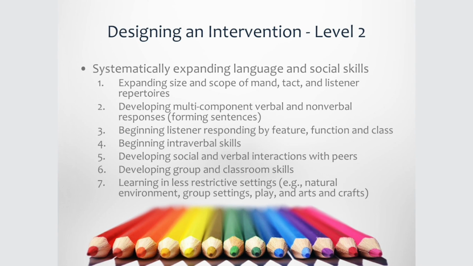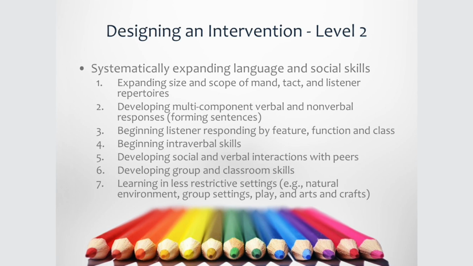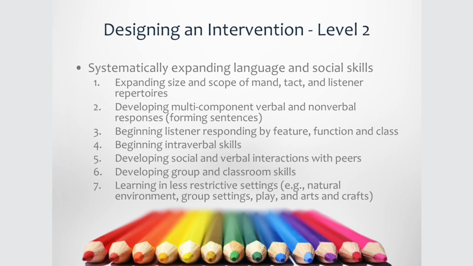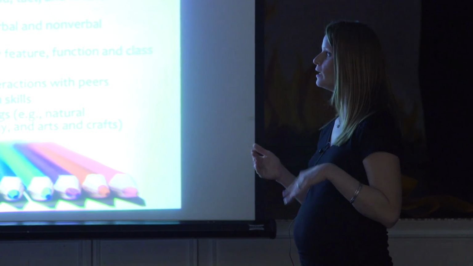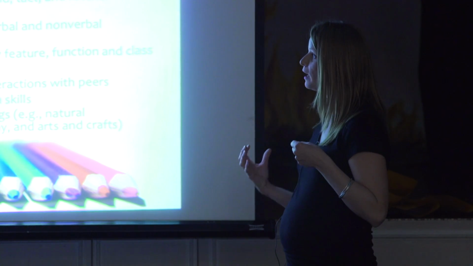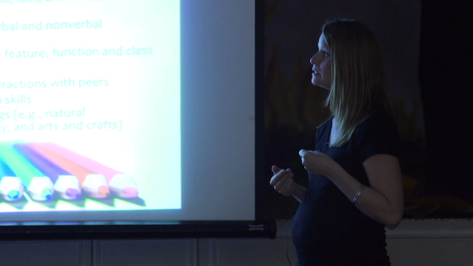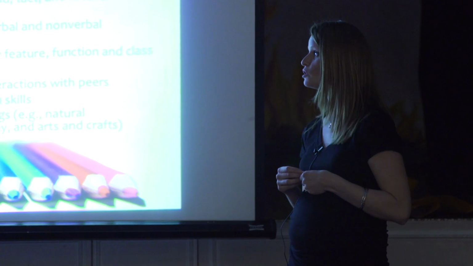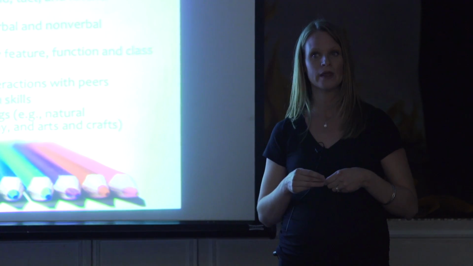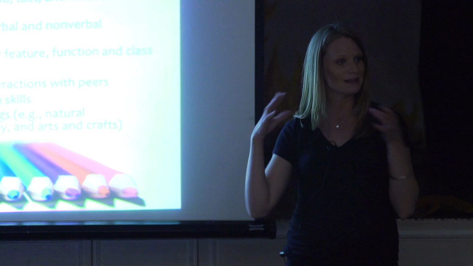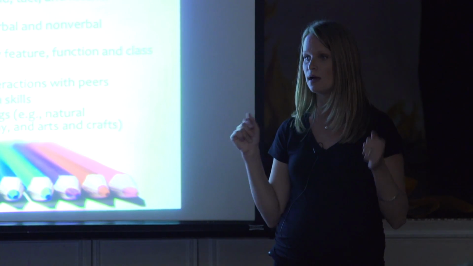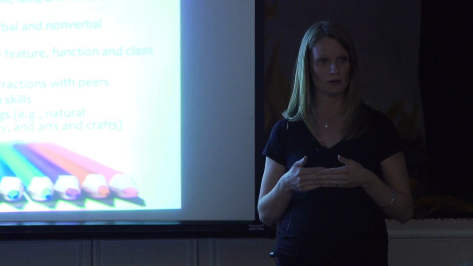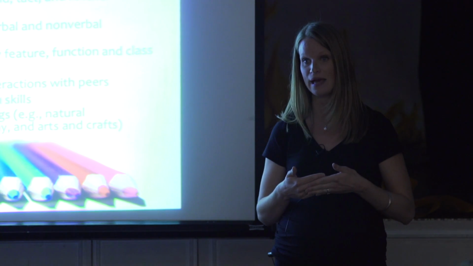So this is level 2. So we know that at this point, the kid can mand. We know that he has some tacts. He can follow instructions, right? So when they get to level 2, we want to work on expanding the size and scope of their mands, tacts, and listener repertoires. We want to develop multi-component verbal and nonverbal responses, so really work on forming sentences. So if the child is not in a level 2, don't focus on sentences yet. It might be too effortful, and then you might see problem behavior. Not to mention, it probably doesn't have any meaning to them yet.